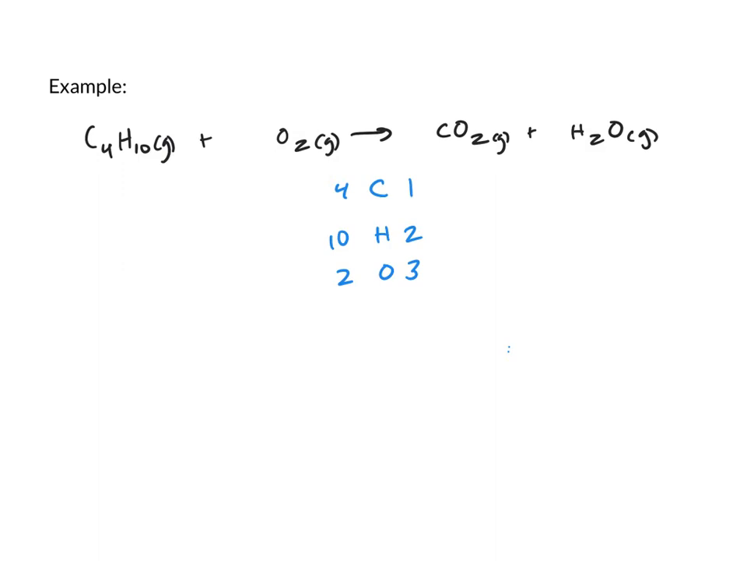So, all right, again, because oxygen is by itself, I'm going to do oxygen last. I'm going to start with the carbons. I have 4 on the reactant side, which means I need a 4 in front of that CO2, which changes the number of carbons to 4 and changes the total number of oxygens to 8 plus 1, which is 9. Then I have 10 hydrogens on the reactant side, which means I need 10 on the product side. So I'm going to put a 5 in front of that H2O, which makes that 10, but which also changes the total number of oxygens from 9 to 8 plus 5, which is now 13.